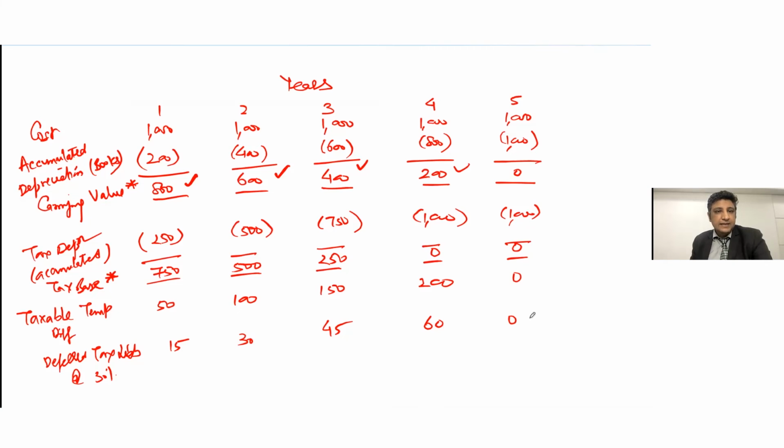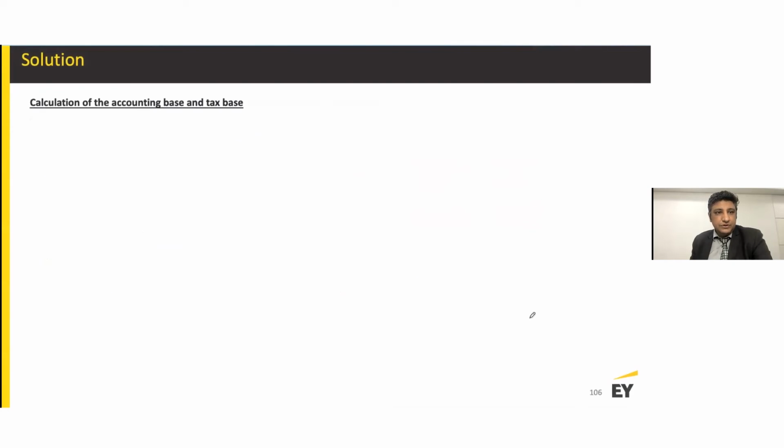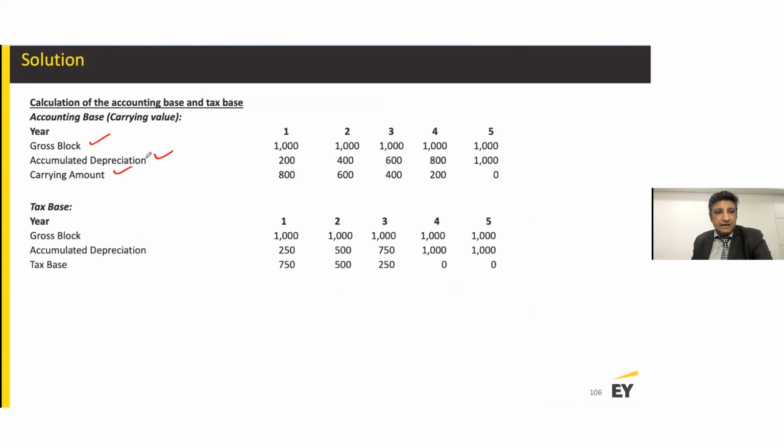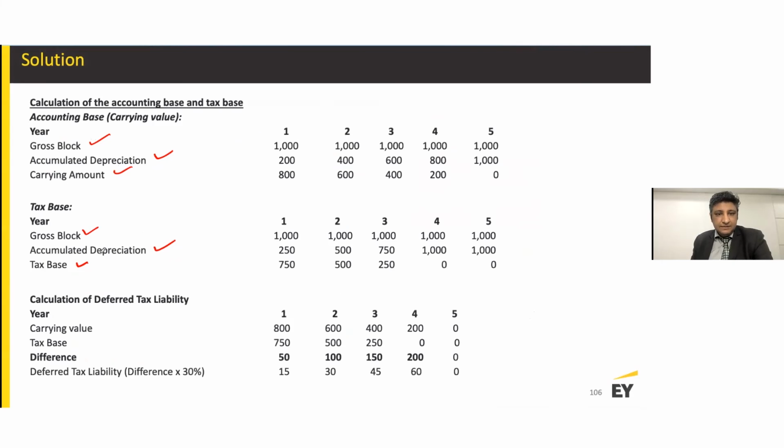All right, let's have a look at the formal solution. The accounting base or the carrying value is of course calculated the same way we have done it just a while ago. Gross block, accumulated depreciation, and the carrying value is calculated. The tax base, again, we've done a similar calculation. Gross block, accumulated depreciation. The difference between the two is the tax base. Of course, it results into a deferred tax liability.